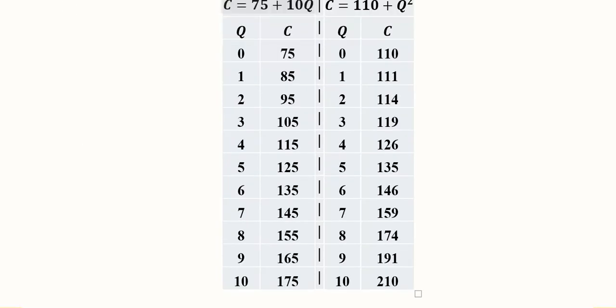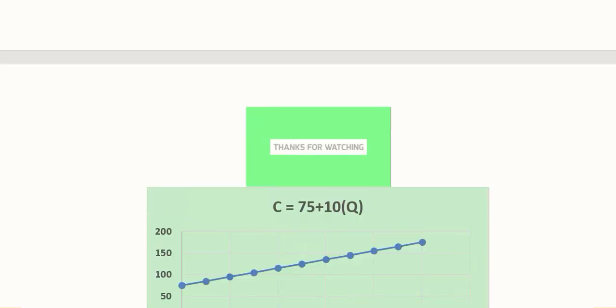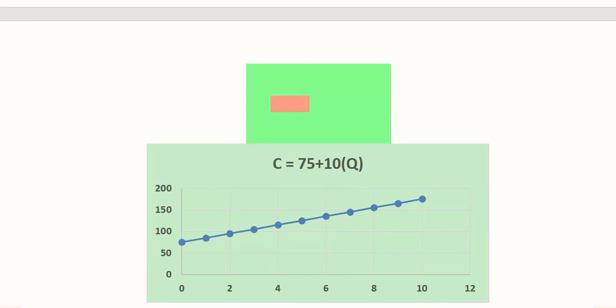So if we develop the schedule and the tables for the two given functions, we can easily do it by substituting various values of Q from 0, 1 to 10. And then there is cost, and definitely these values can be found simply by putting the value of Q in this equation and Q in this equation. So we can make these two tables, and then we can also make the graphs on the basis of these.